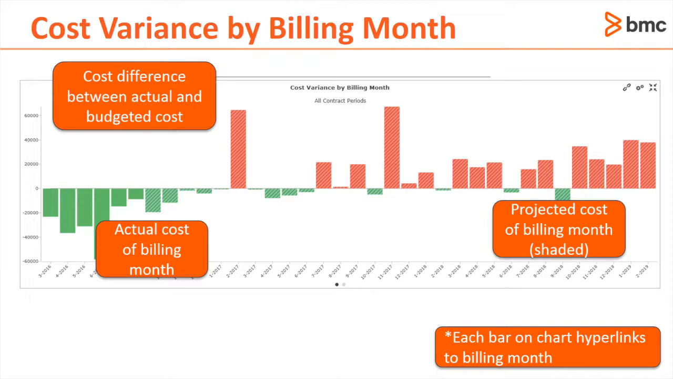Green bars indicate the actual or projected cost was less than the budgeted cost for the billing month, while the red bars indicate the actual or projected cost was greater than the budgeted cost for the billing month. The toggle dots of the quadrant provide you the ability to toggle between the cost variance by month and the cost variance to date chart views.